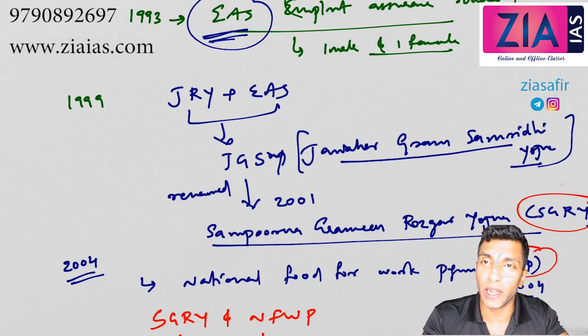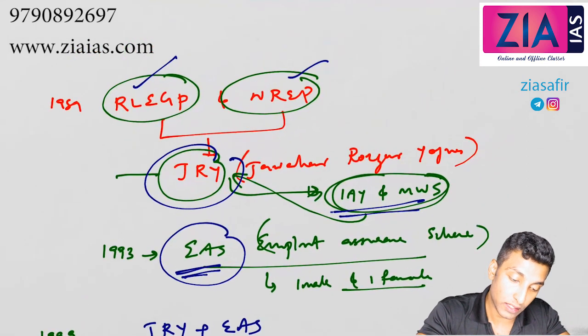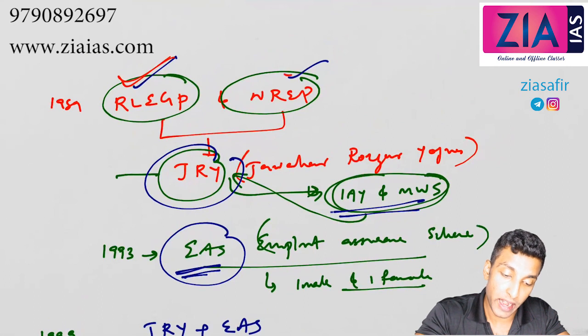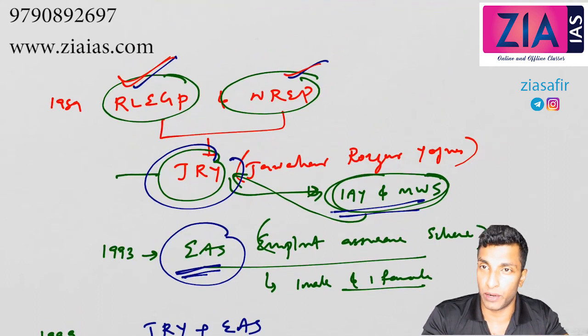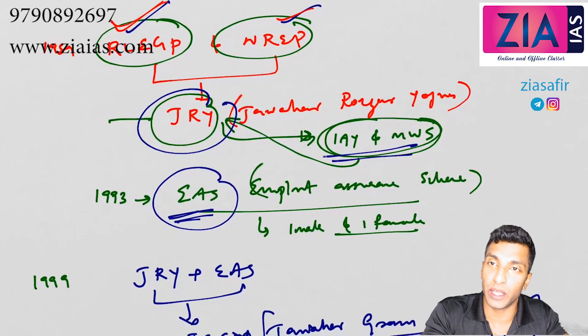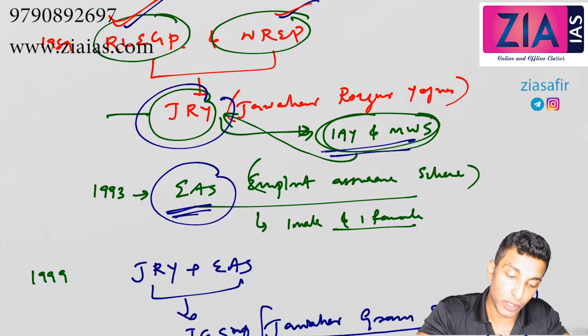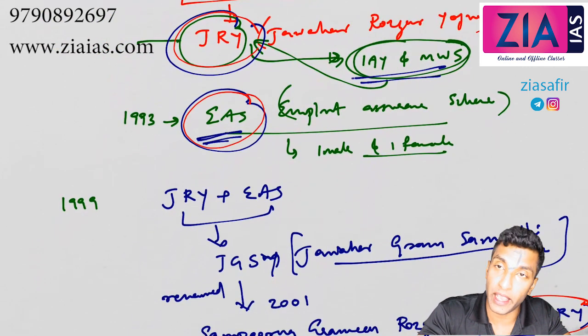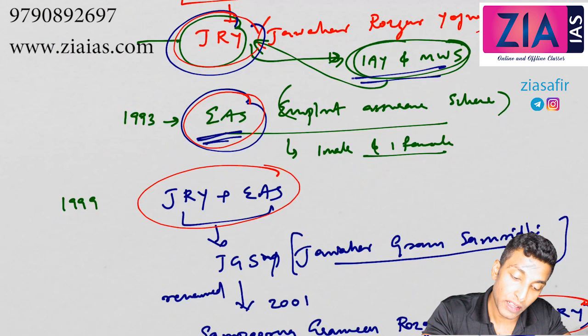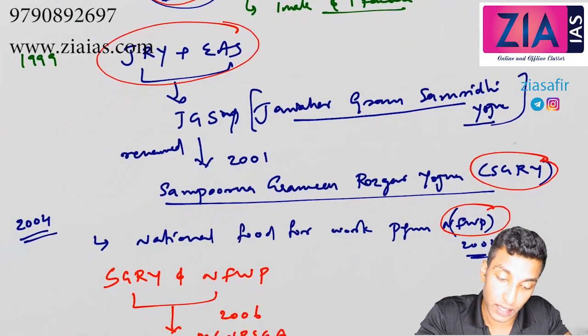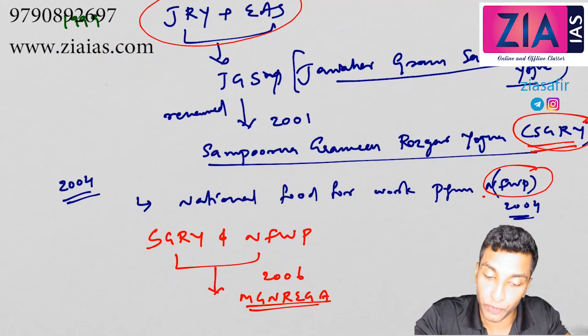I basically want to tell you the evolution. We started off with RLEGP, Rural Landless Employment Guarantee Program, and NREP. I told you when they were established, but you don't need to remember the years in this particular context; nobody is going to ask you those questions. I'm just telling you the evolution. These two merged into Jawahar Rozgar Yojana. Then EAS came, and these two merged into Jawahar Gram Samriddhi Yojana. Then it was renamed SGRY. Then after the drought, National Food for Work Program.